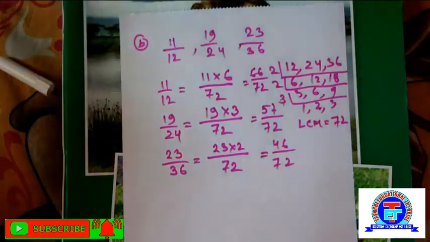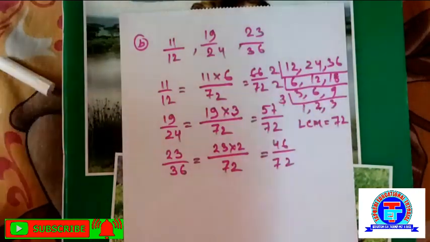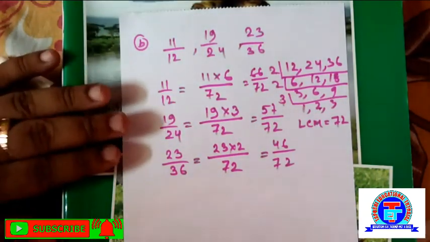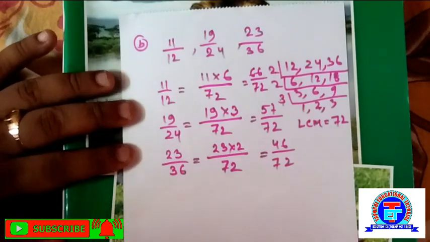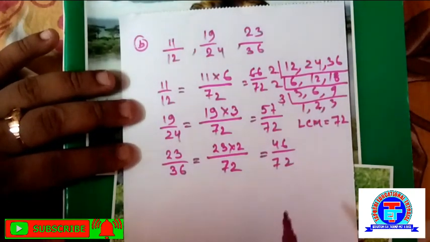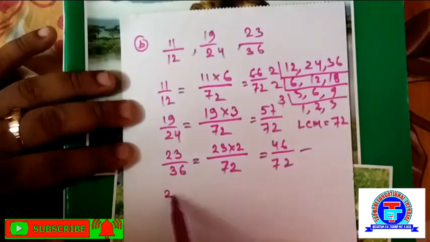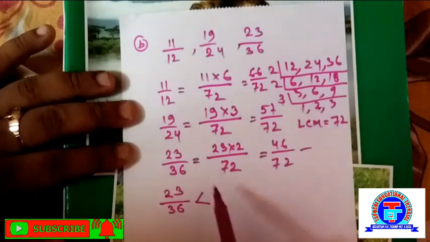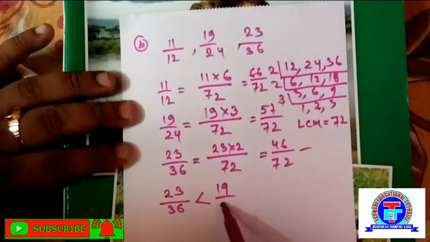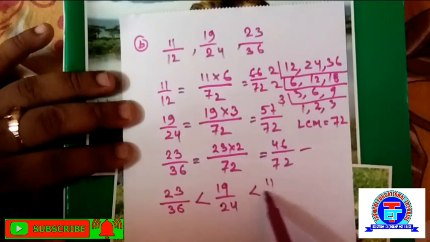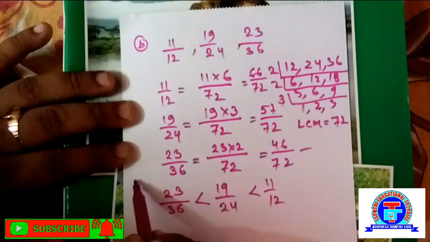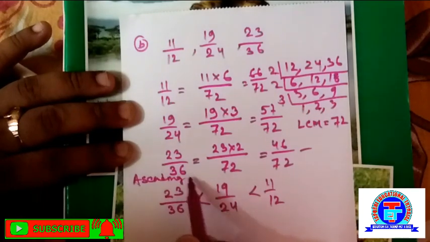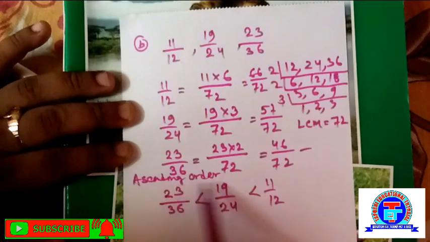Now it is easy to arrange in ascending and descending order, because here we have already found the same denominator. Okay, now we compare the numerators, right? So which one is smallest? This one is smallest. So 23 by 36 is less than 19 by 24 and less than 11 by 12. This is the ascending order, right? So arranging in ascending order.